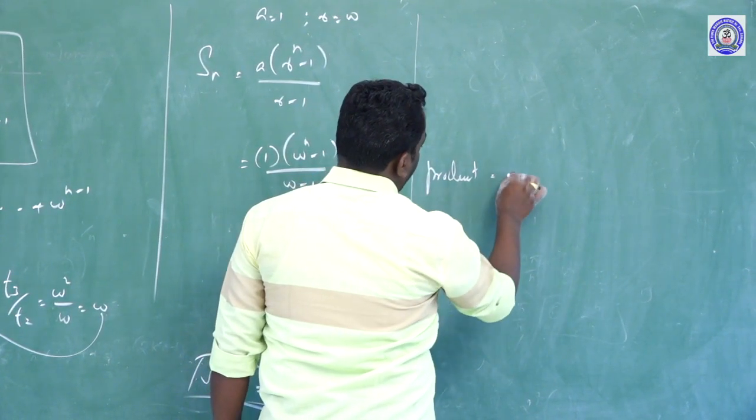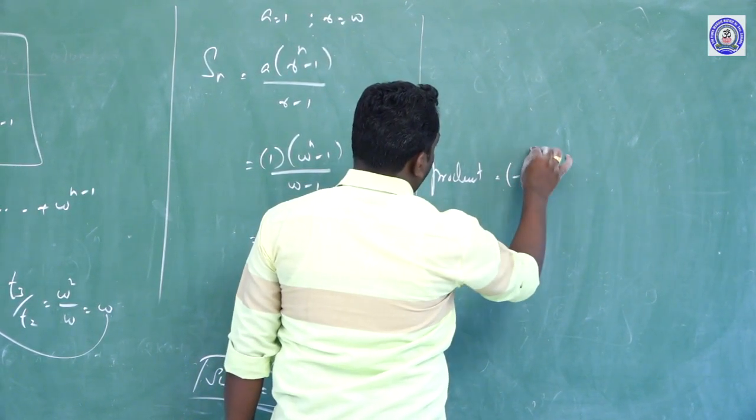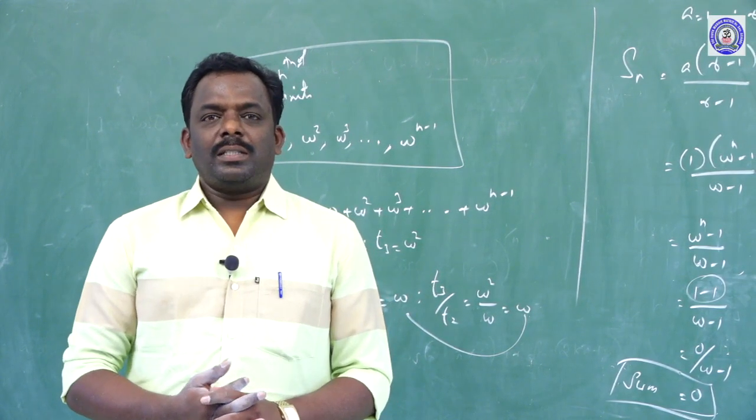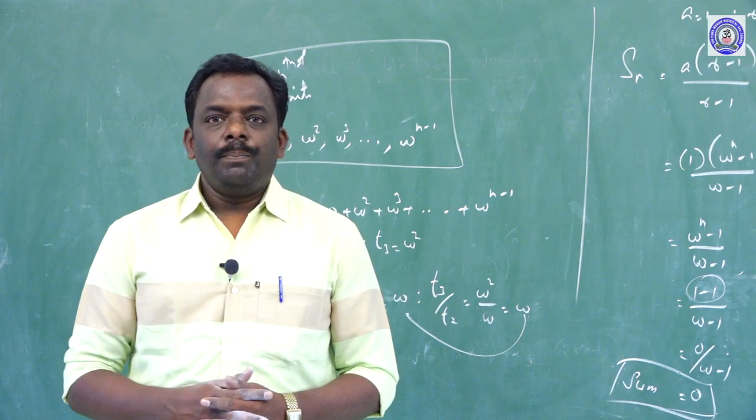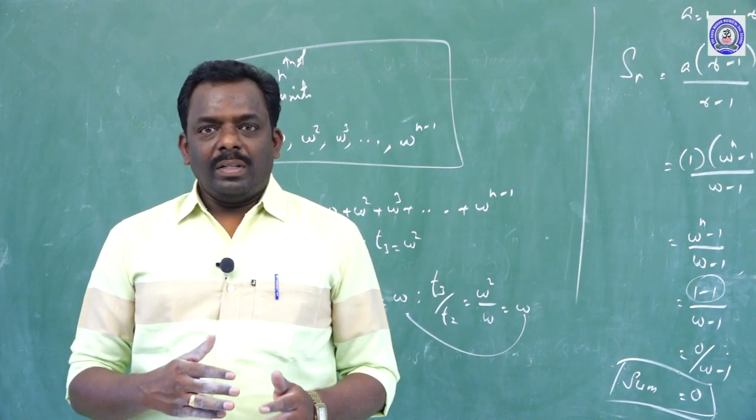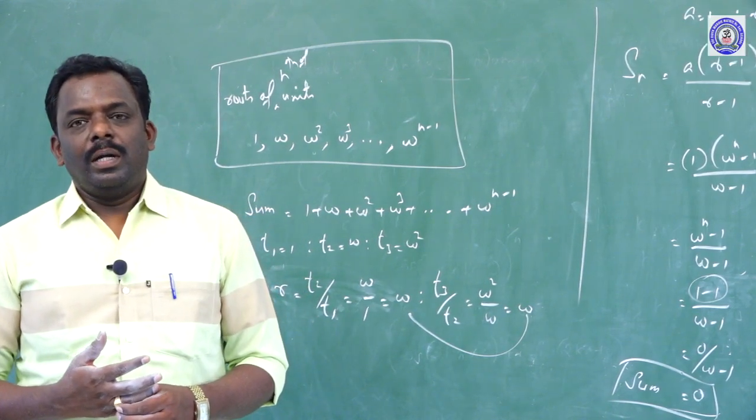The product of the roots is equal to (-1)^(n-1). So today we discussed the nth root of unity, and we have introduced the nth root of unity, and after that we will continue with sums in the next video.